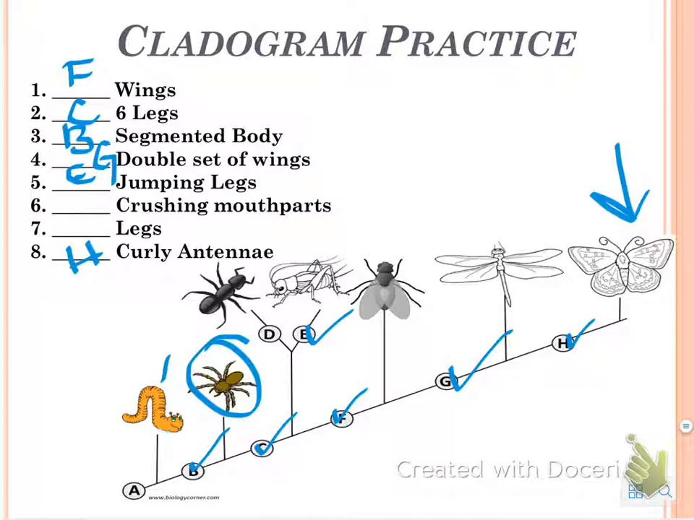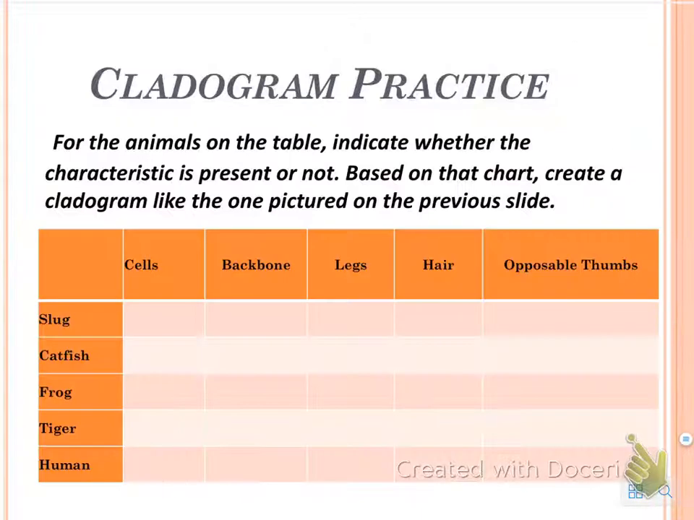Crushing mouth parts, oh, I didn't realize that. Whoops, we're going to go back. For segmented body, I guess we're going to consider this guy as having segments. So segmented body is going to be A. And then legs is going to be B. Crushing mouth parts is going to be D, the ant.